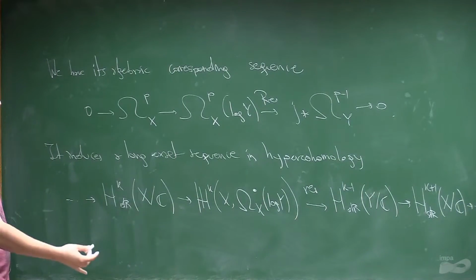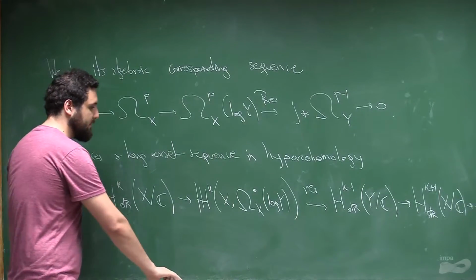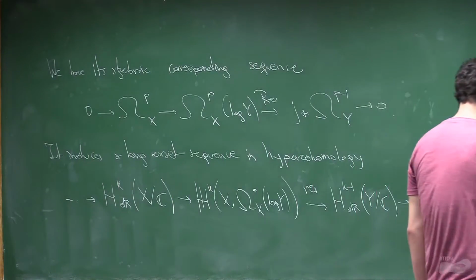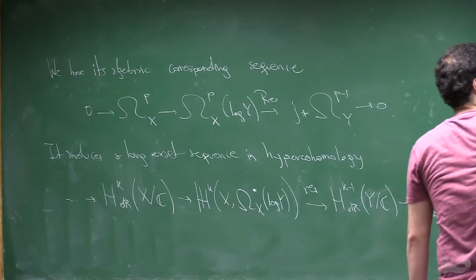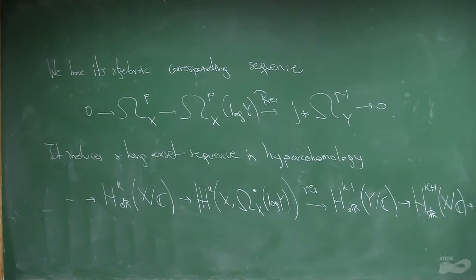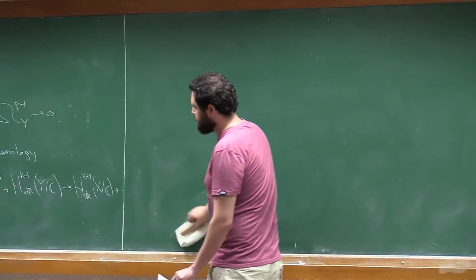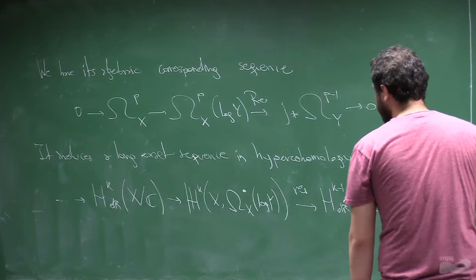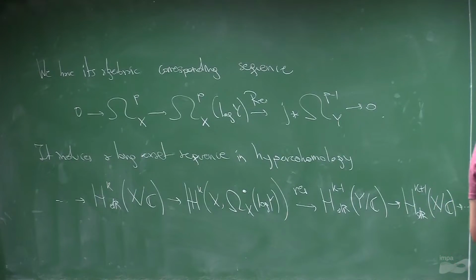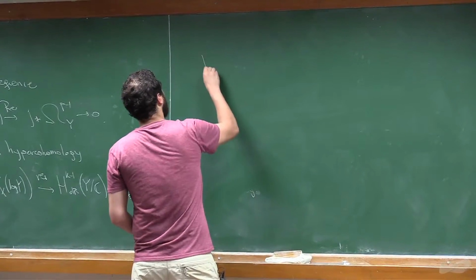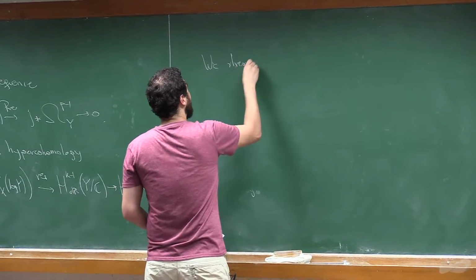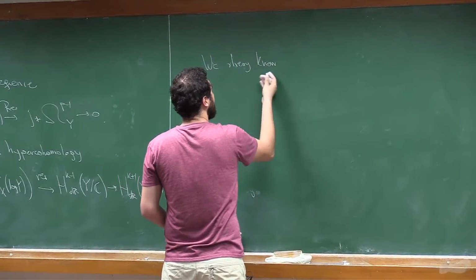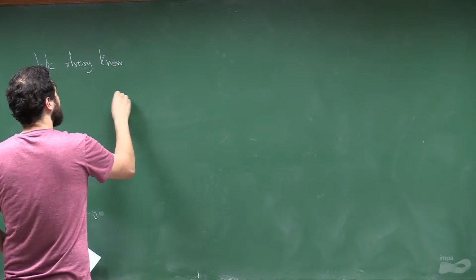Okay, so what is this map? Well, before saying that, I want to understand what this hypercohomology group is. Right, so we have this. We already know, right, that in the analytic category we have this quasi-isomorphism.